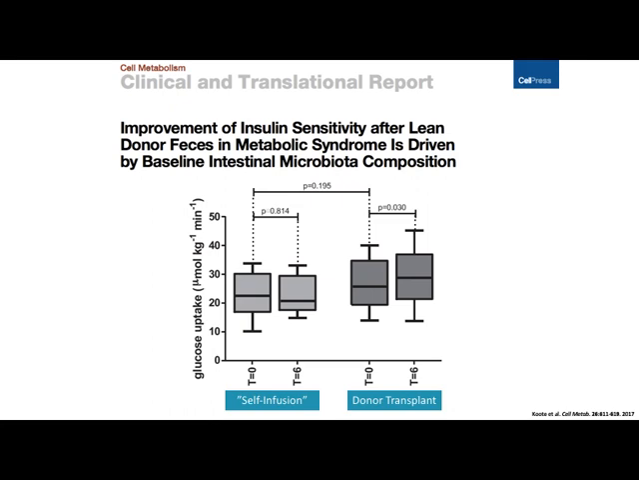Yeah, question. Leanne. Why not analyze the fecal matter from the lean donors and then just give the obese participants probiotics?